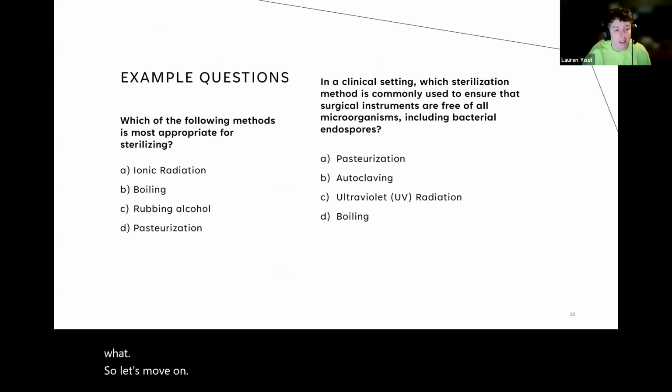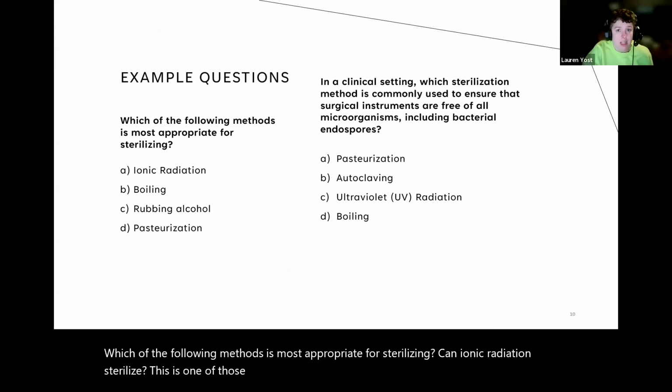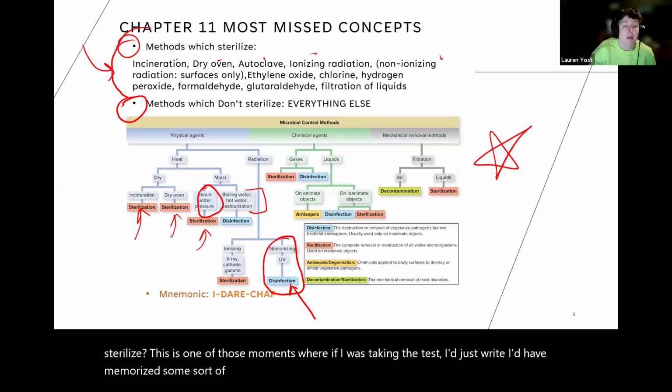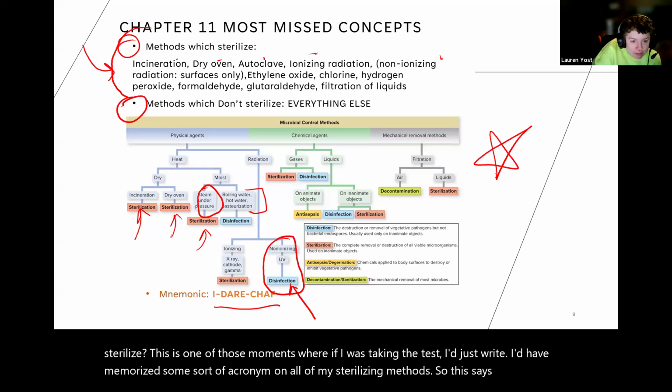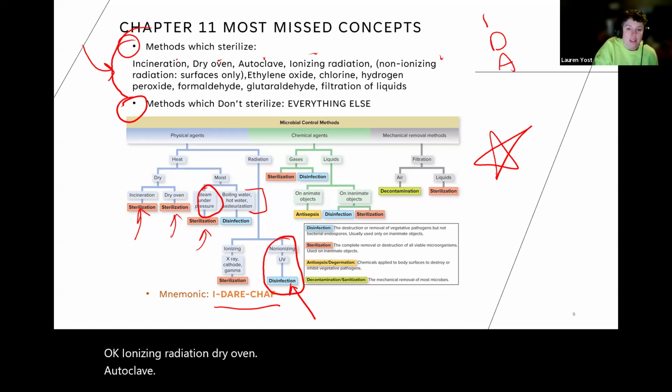Which of the following methods is most appropriate for sterilizing? Can ionic radiation sterilize? This is one of those moments where if I was taking the test, I'd have memorized some sort of acronym for all of my sterilizing methods. So this says I dare chaff, okay? Ionizing radiation, dry oven, autoclave, incineration, that's what this was. Incineration, I was really confused as to what was going on there for a second.